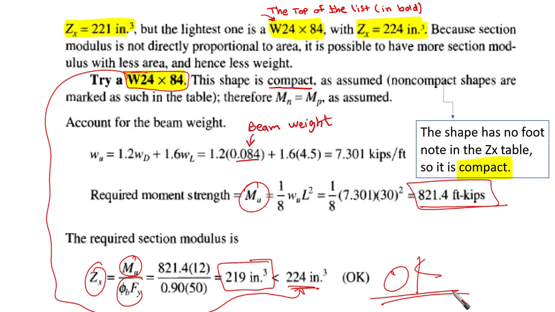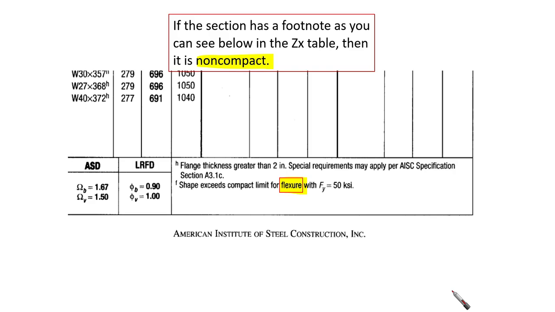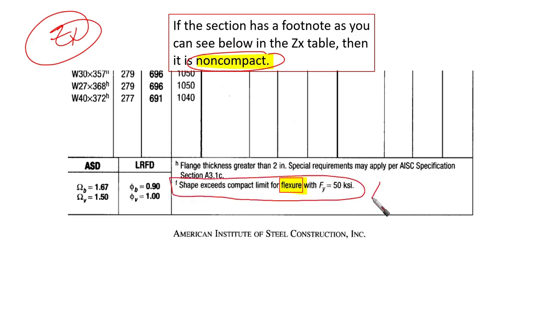Now we finish this flexure strength. The answer is yes. This is actually part of the Zx table. If the section has a footnote, as you can see below in the Zx table, then it is non-compact as given here. It's not our case, but I'm showing it to you so that you can find some footnote given with some shapes here. If it has F, the shape exceeds the compact limit for flexure with Fy. Look here, for flexure. The word is very important here, for flexure.